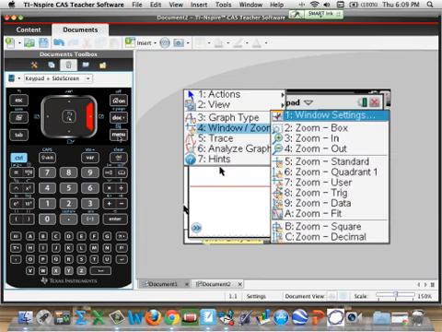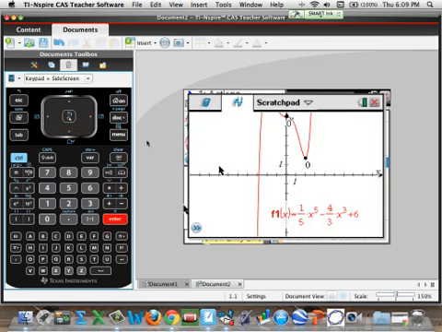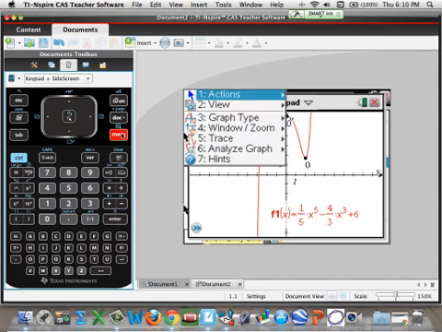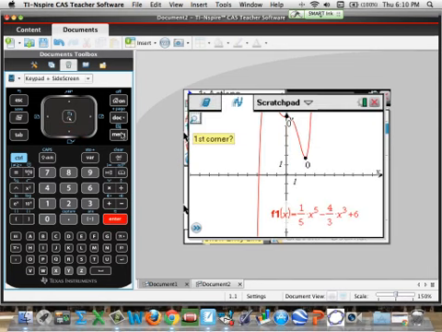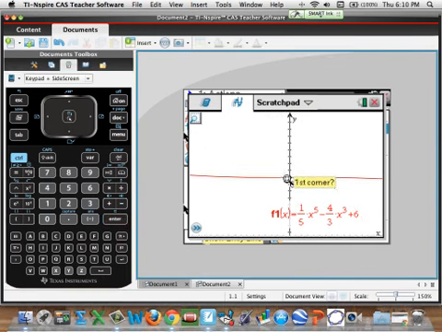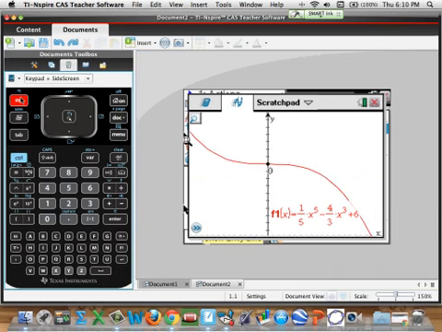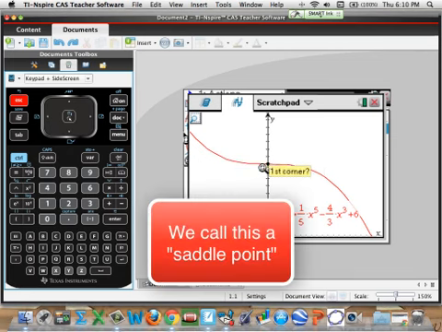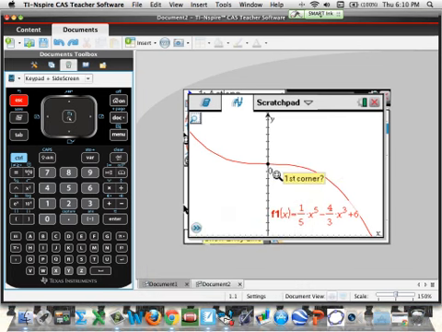And let me go back to Windows Zoom and use the standard window. So there were 3 spots on this graph where the slope was 0. One was a local maximum, one was a local minimum, and then this point right here, let's do some zoom box action and see what that's all about. Okay, it gets flat, but if you saw what I just did there, this is not a maximum or minimum, okay, because we go from having y values that are larger to y values that are smaller. So even though the slope was 0 there, and the graph is flat, this is not a local max or local min.